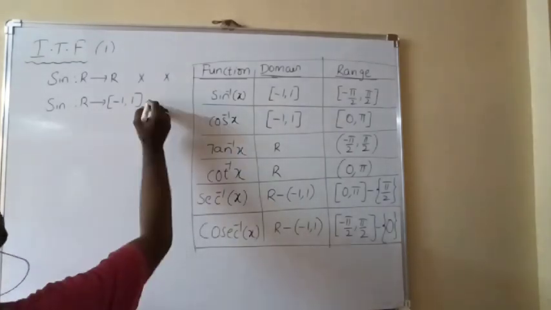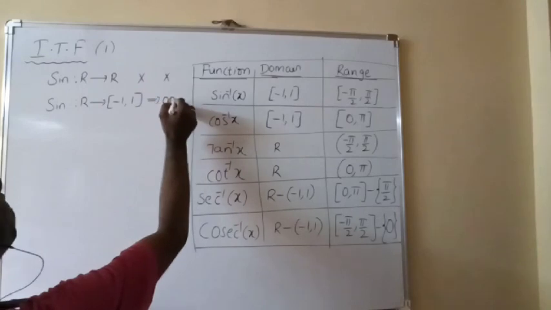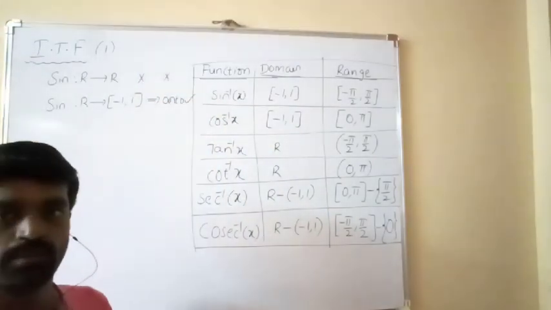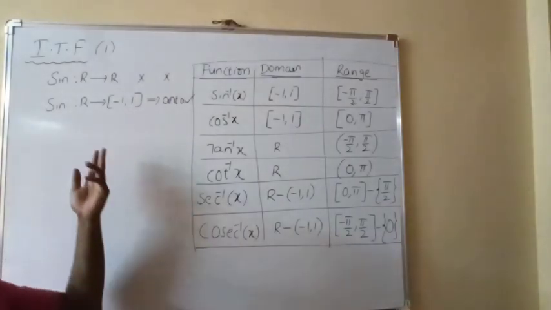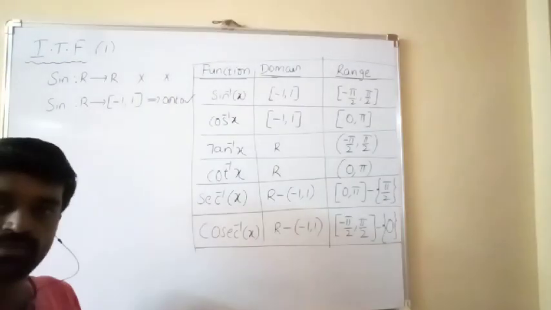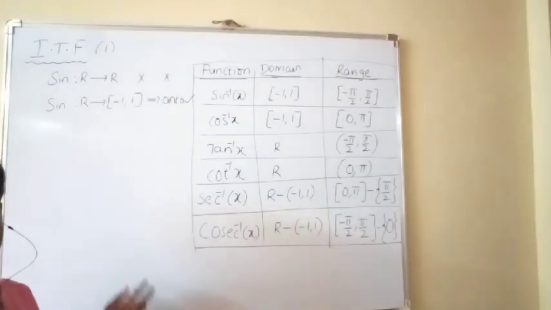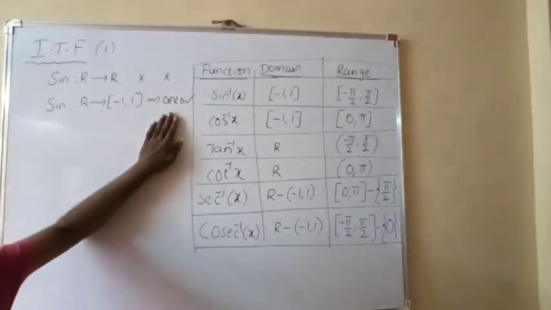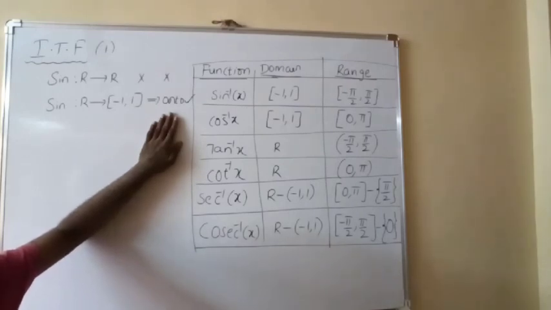So in this case the function is onto, but it is not a 1-1 function, for the same reason: sine 30 is 1 by 2, sine 150 is also 1 by 2. So many elements have the same image, so it is not 1-1. In this case still it is not a 1-1 function, so it is still not an invertible function.